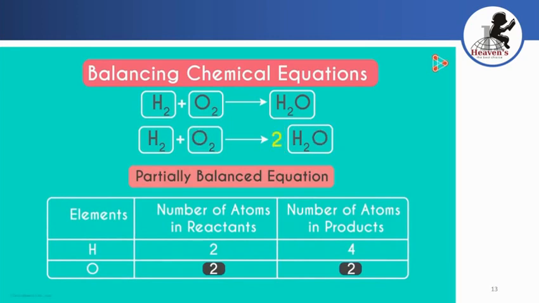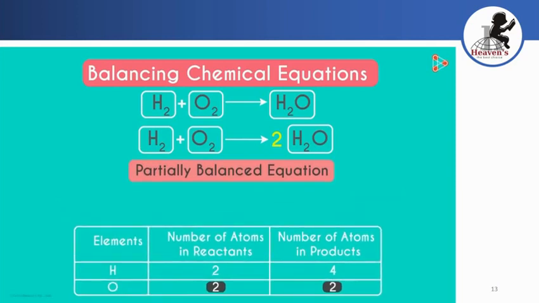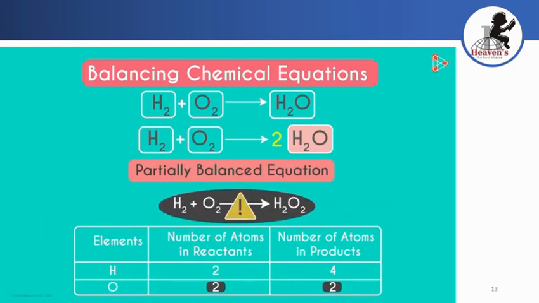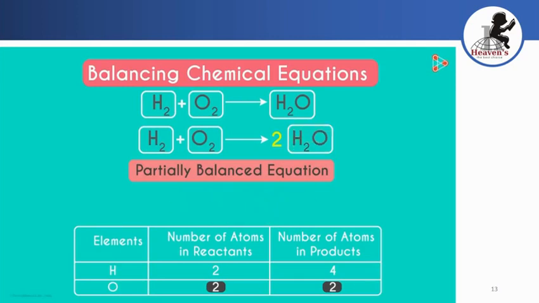Here H2 plus O2 gives rise to 2H2O. So here the number of oxygen atoms on both sides are equal, but the number of hydrogen atoms are not equal. That's why it is a partially balanced equation.